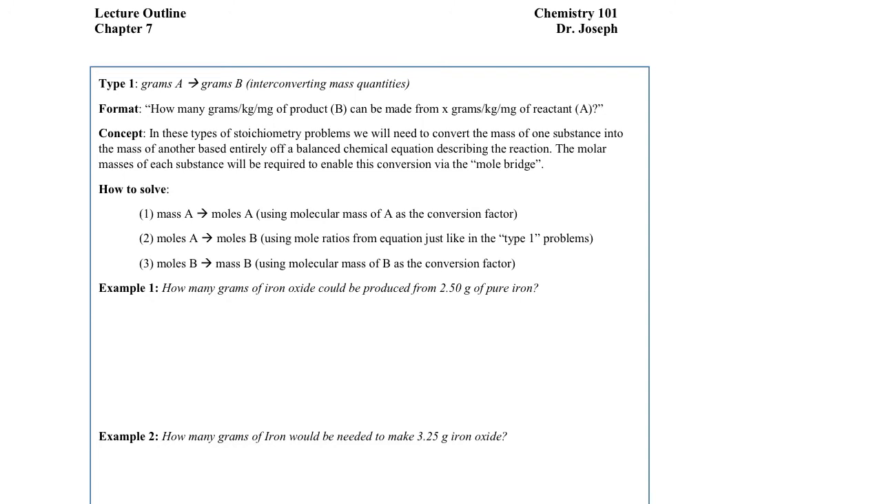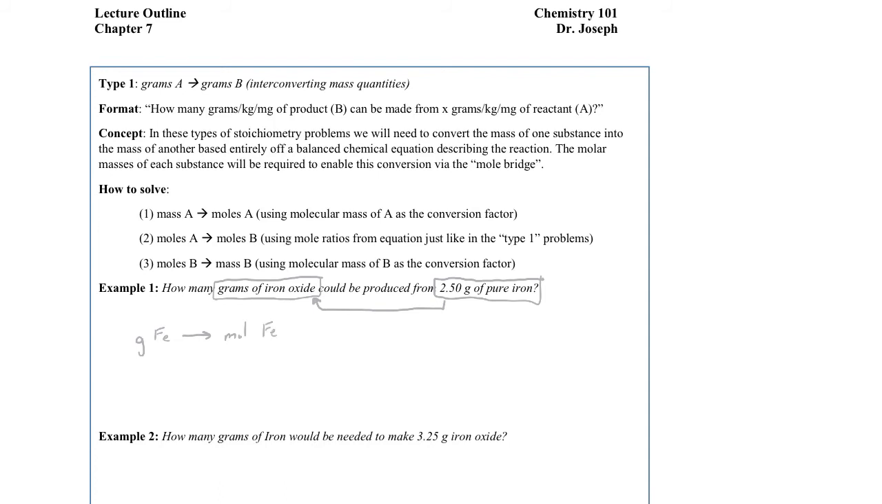Let's take a look at this first example. How many grams of iron oxide could be produced from 2.50 grams of pure iron? So looking at this problem, we need to convert the 2.50 grams of pure iron into grams of iron oxide, which is the requested quantity. Now, as I mentioned above, there's no direct conversion factor that enables us to go right from this 2.5 grams of pure iron into grams of iron oxide.